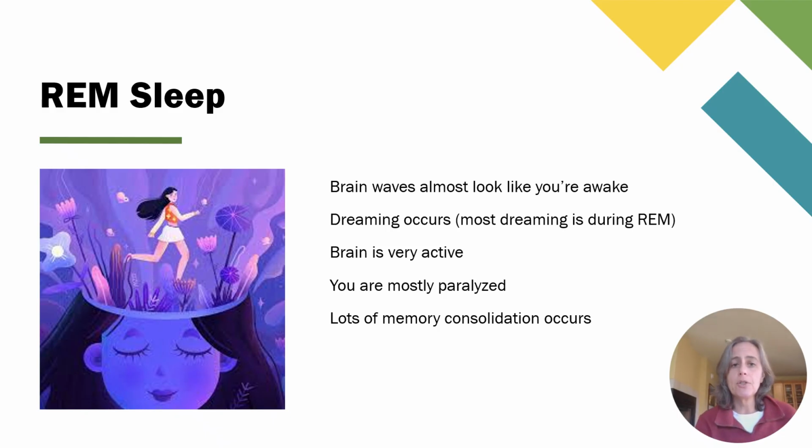And then we come into REM sleep. So now we're having those rapid eye movements. And the brain waves, interestingly, look almost identical to ones when you're awake. So they look very similar to beta and gamma waves. And this is also when dreaming occurs. Now, you sometimes can dream during other phases of sleep, but for the most part, vivid dreaming occurs during REM.